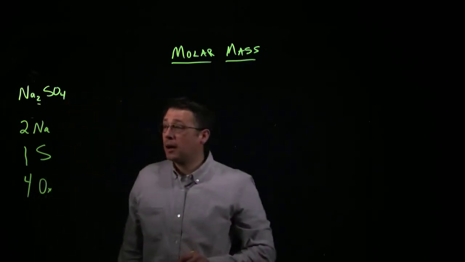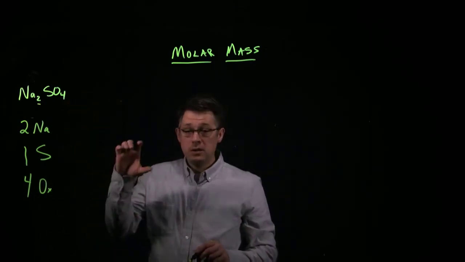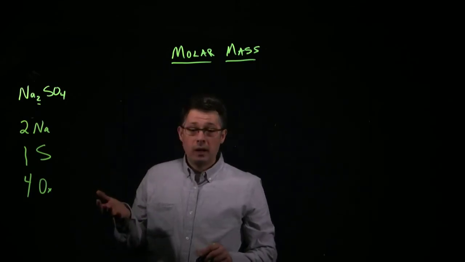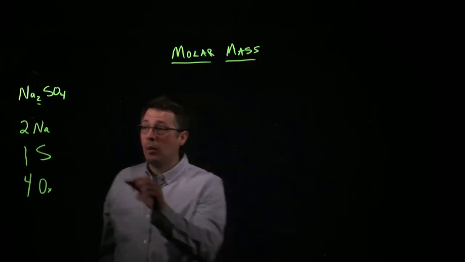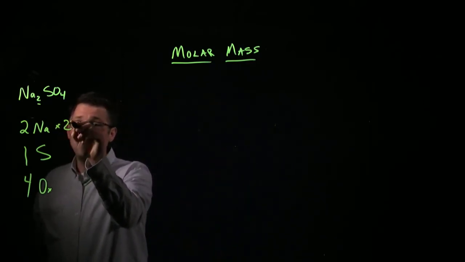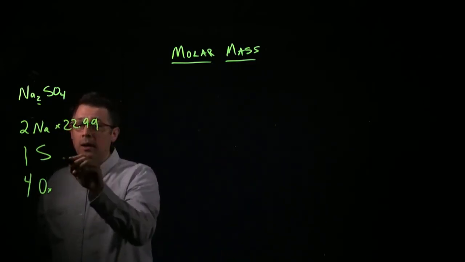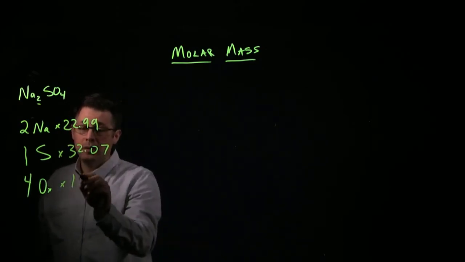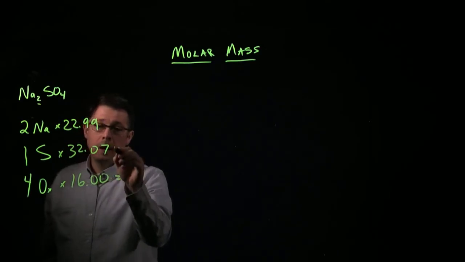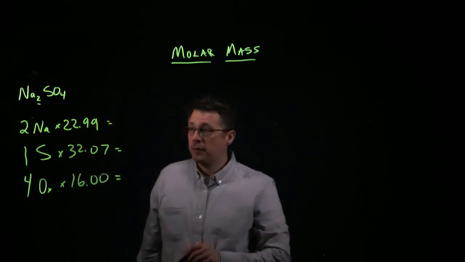Now, from the periodic table, the number underneath each of the elements is the weighted average mass, and that tells us how many grams we would need for a particular mole. So we know this is 22.99, this is 32.07, and this is 16. And I'm trying to be consistent with my significant figures here.